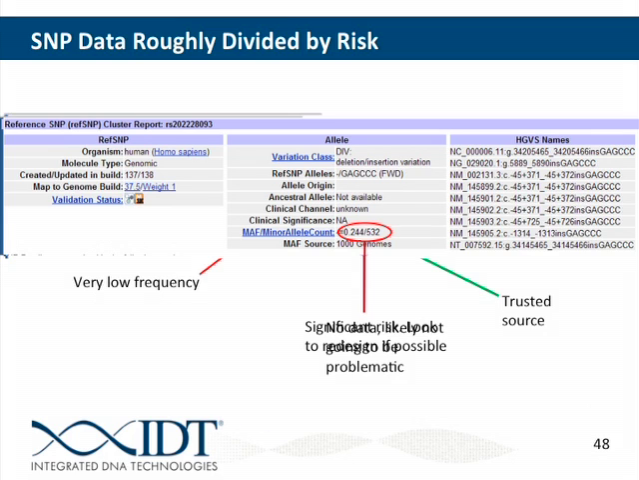So here's an example of a reported SNP with an allelic frequency of 0. If I see this in my assay, I probably wouldn't worry too much about it. In fact, I would just keep the assay as is. It's also data from 1,000 Genomes, which is a highly trusted source.